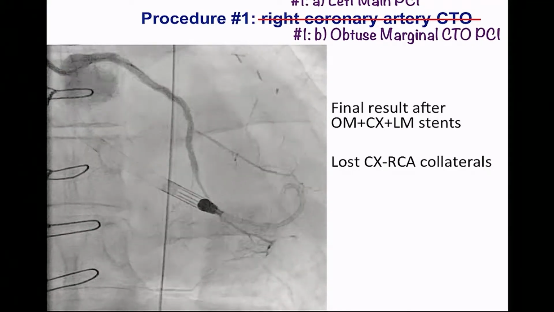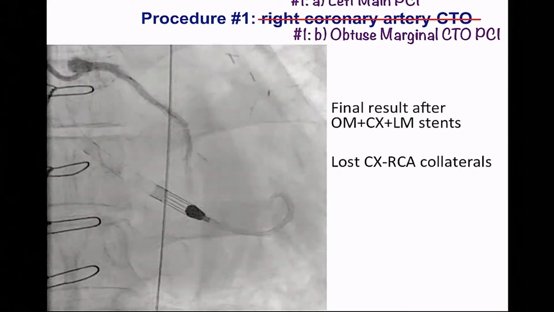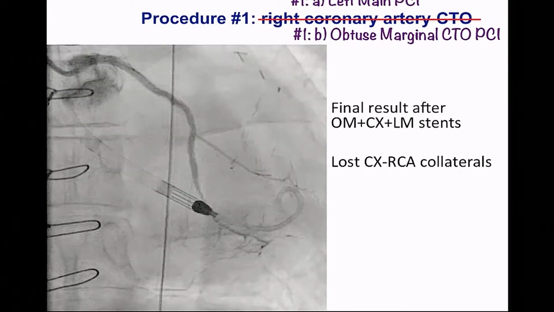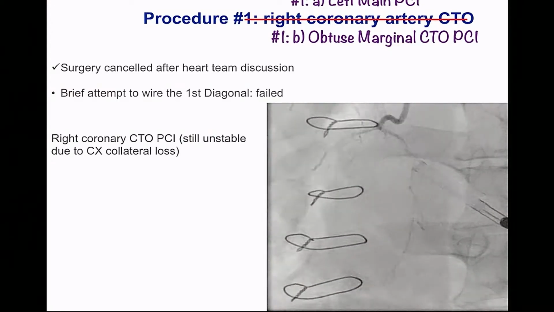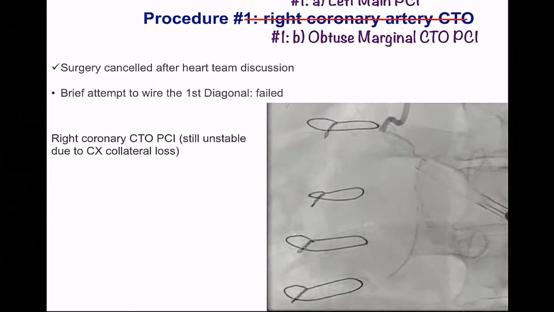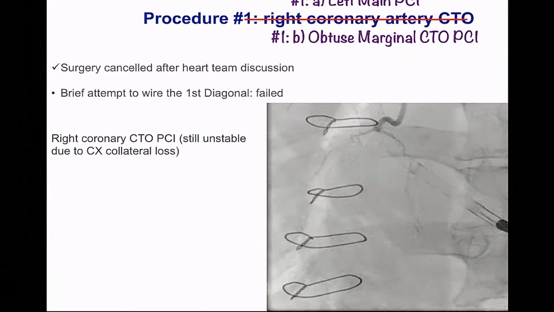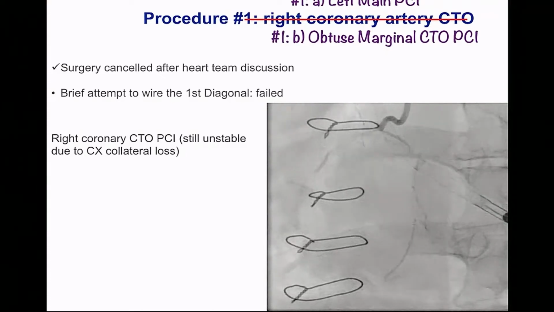And that's our final result after OM, circ, and left main stenting. However, we did lose the circ to RCA collaterals. They are not here anymore. We canceled the surgeon after heart team discussion. We did a brief attempt on the first diagonal. We failed again. And we still had the RCA CTO. The patient was still unstable due to the loss of the circ collaterals. So we went for it.